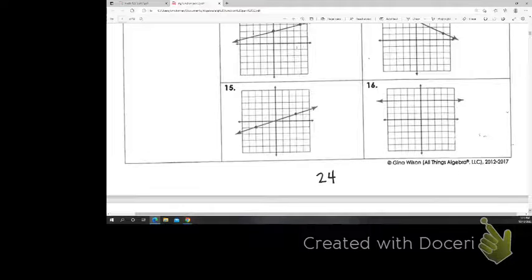And 15, 1/3. So if we used our original 2 dots, we would have 2/6, and Amber's right, it reduces to 1/3. And then 16, 0. Nice horizontal line is 0.